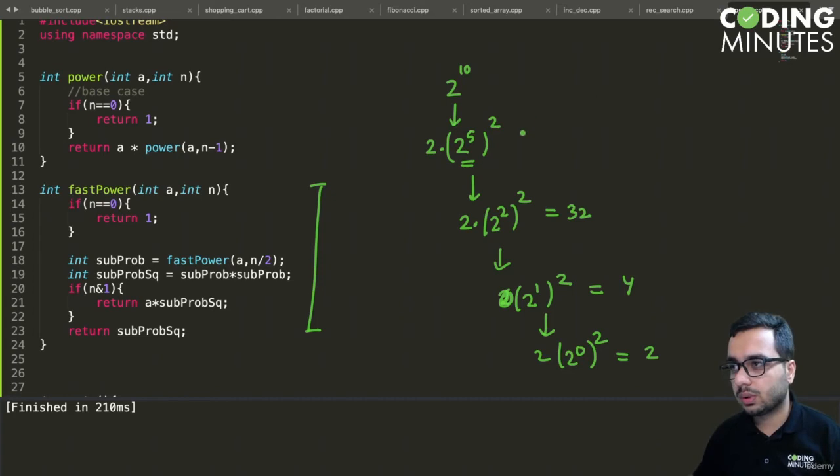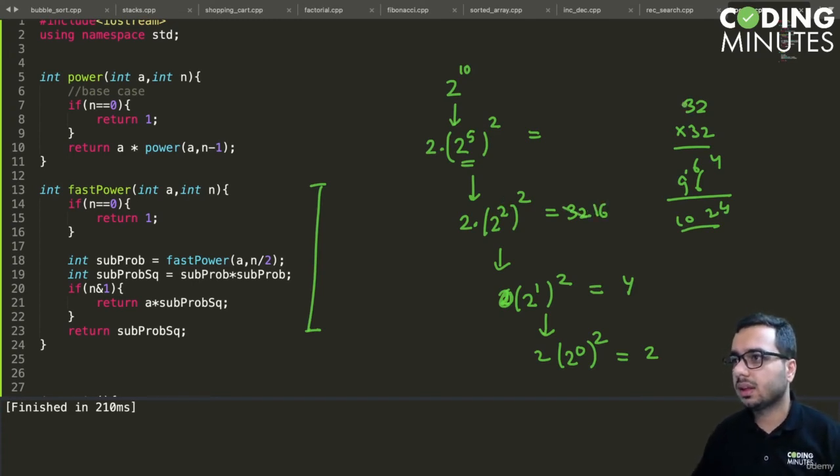And if you take 32 square, that would be 32 into 32. So this is 2 square, 4, sorry, this should be 16. Okay, so this should be 16, and 16 square is 256 into 2 is 512. So we are actually doing 512 into 2, that is 1024.